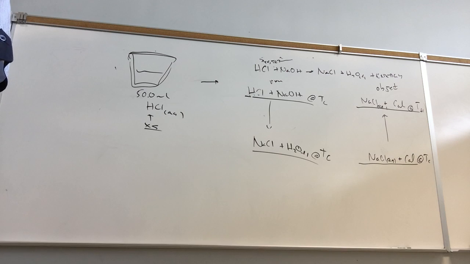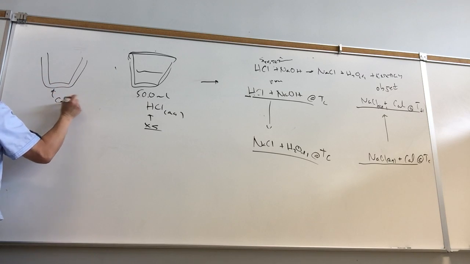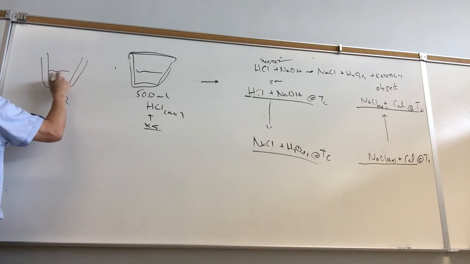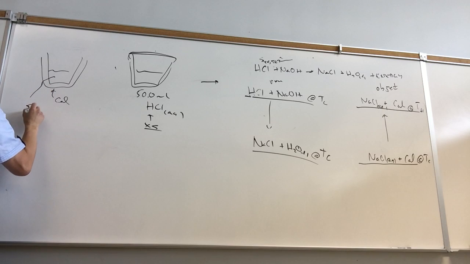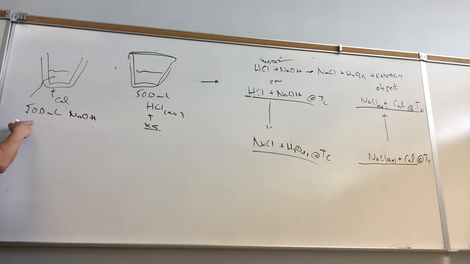And so this is good. This person has decent observations. I can follow it. And so what we're going to do is call the base coffee cup the calorimeter, and the acid coffee cup is going to be ignored. The base is the limiting reagent, so it makes sense.